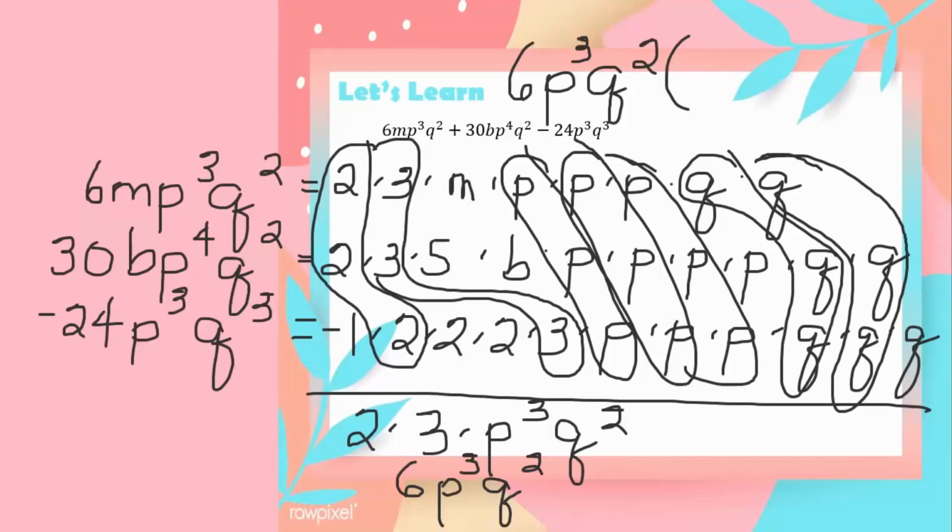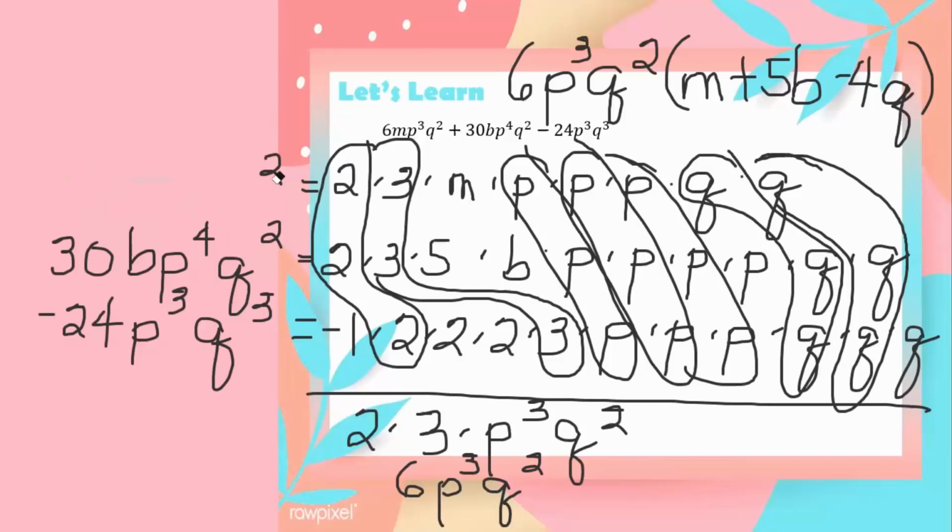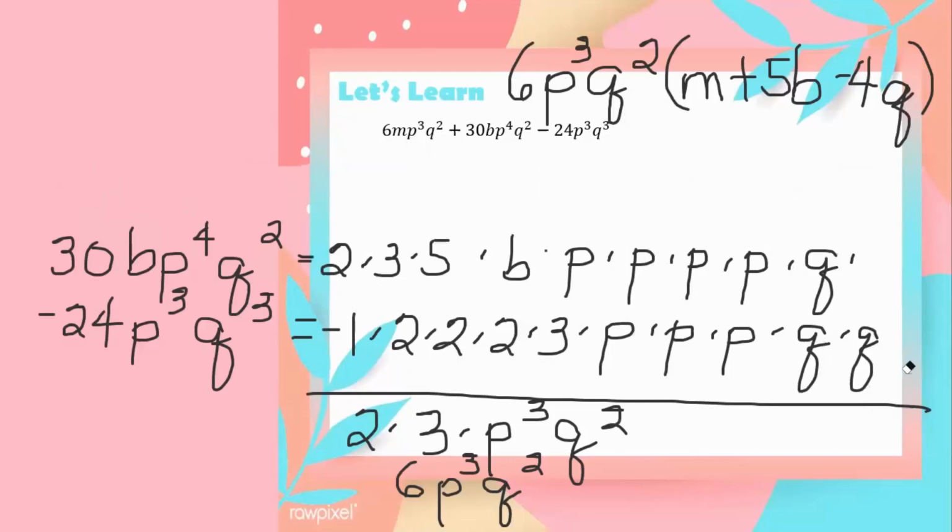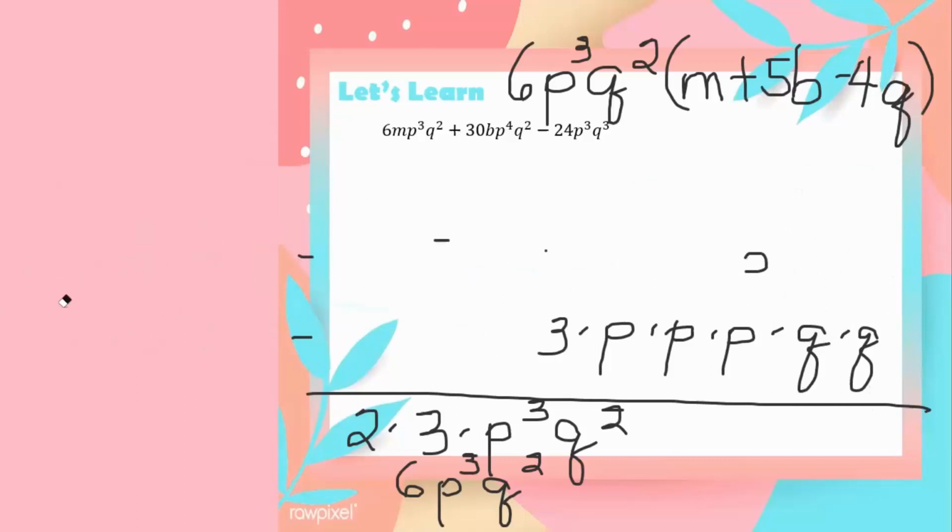Katulad kanina, sinabi ko kung ano na lang yung natira dito sa listing method na walang common factor, yun ang isusulat nyo dito sa parenthesis. So, m na lang yung natira. And then this one, positive 5b. Pero may negative 2, so negative 2 times 2, that is 4. So, negative 4. At may natirang q. Okay? And if we are going to check it, let us start to check kung talagang totoo yung pagkuha natin ng factor ng term na to.